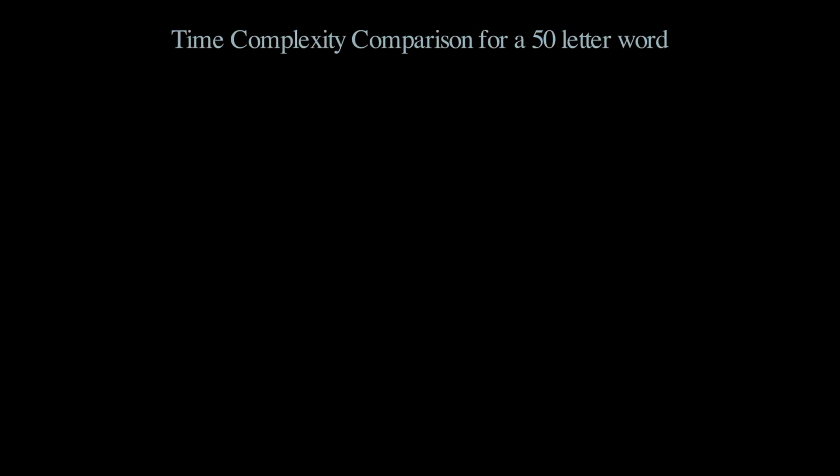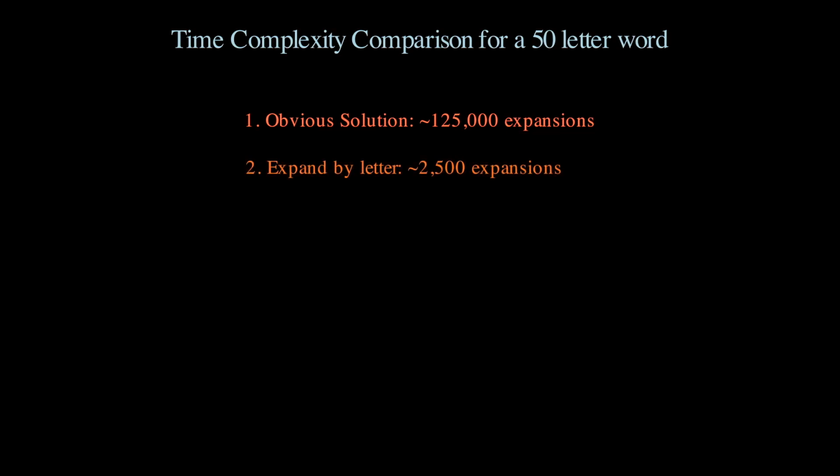Finally, let's talk about performance. Some methods are slower and some are faster. Let's compare the time complexity of 3 approaches to finding the longest palindromic substring. A naive or obvious solution, which is a solution you'd think of if you were just first looking at the problem, would take around 125,000 expansions for a 50-character word. An n-squared approach reduces the work significantly to about 2,500 expansions. And finally, Manacher's algorithm, which solves the problem with only 50 or so expansions.